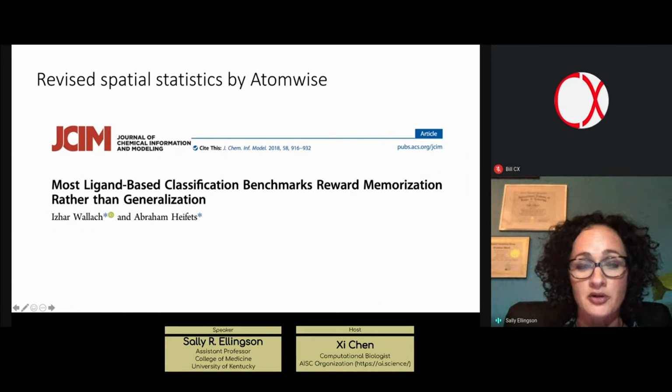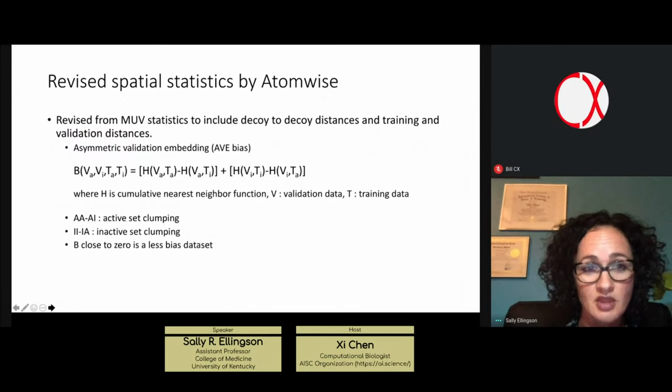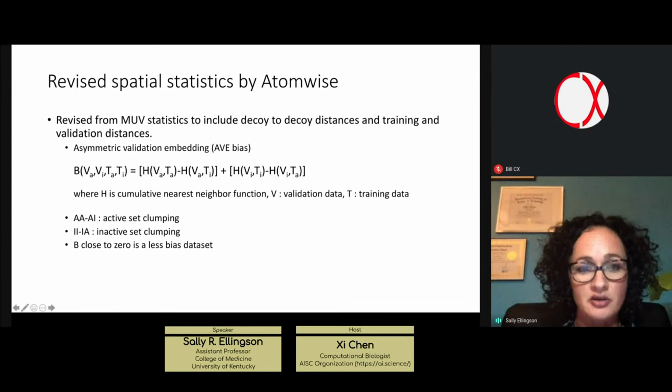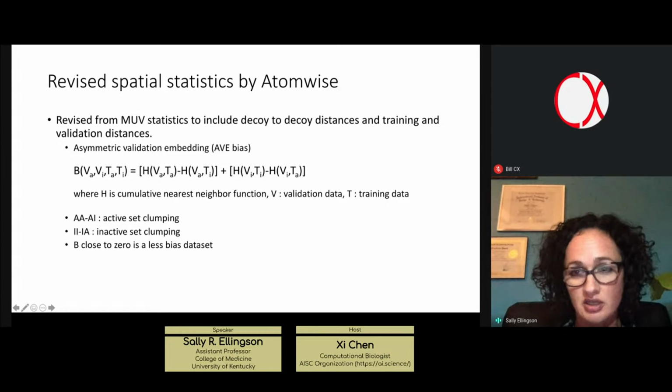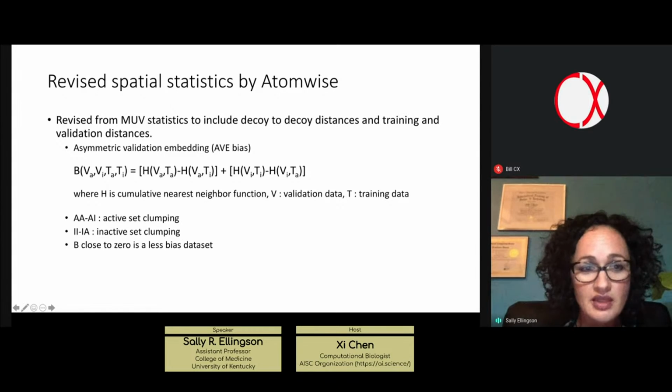And here's another paper that revises these spatial statistics to include the training and testing aspects of it for particular use in machine learning. In these, they have what they call the asymmetric validation embedding, or their AVE bias. It's very similar, where these H functions are a cumulative nearest neighbor function as seen before, but in here, they look at the validation data and the training data. To shorten it, these terms are called AA minus AI, and that is for active set clumping.